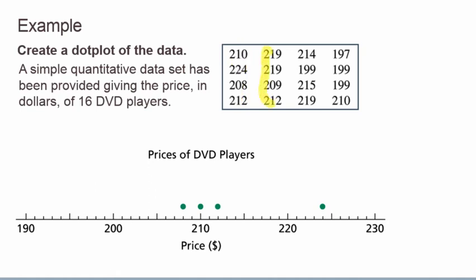Now I'm going to the second column of data. I have a dot for 219, another dot for 219, which goes above, making my second row, a dot for 209, and another dot for 212. Moving to the third column of data, I have 214, 199, 215, 219. Moving to my final column, I have 197, 199, 199, and 210.